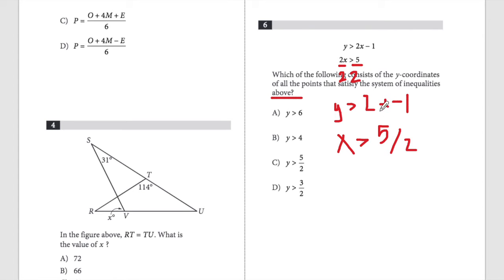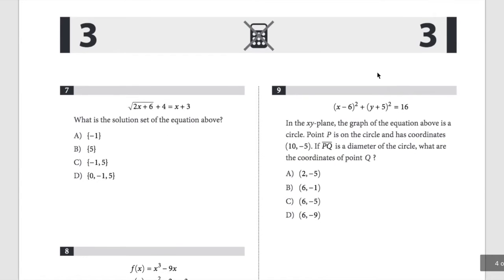Now, since my lowest value is 5 halves, and it has to be greater than that, I'm going to plug it into x. So I'll get y is equal to 5 minus 1. And that means y has to be greater than 4, which gives me B as my answer. So you got to use both values.